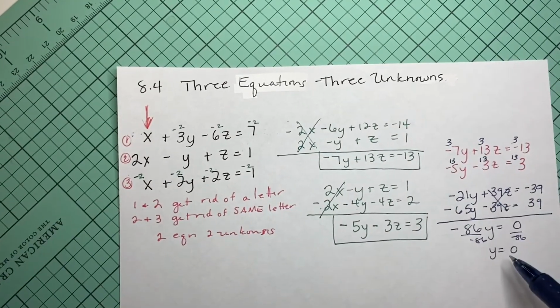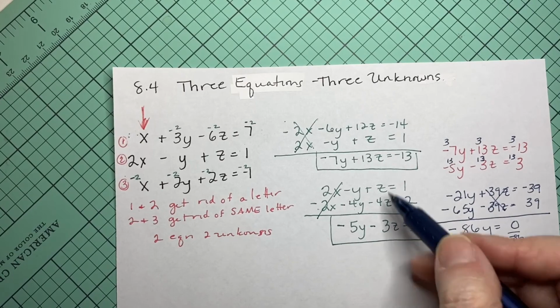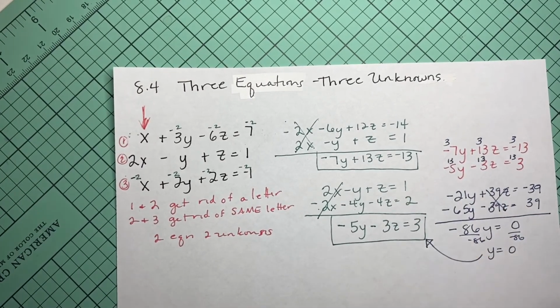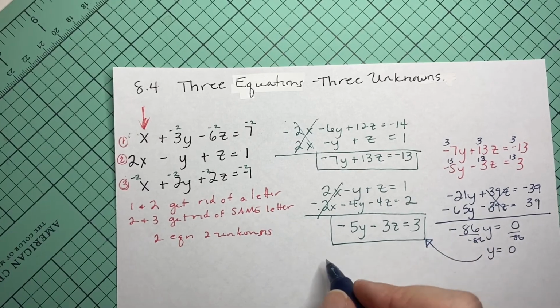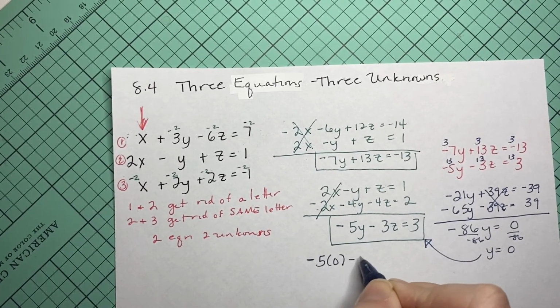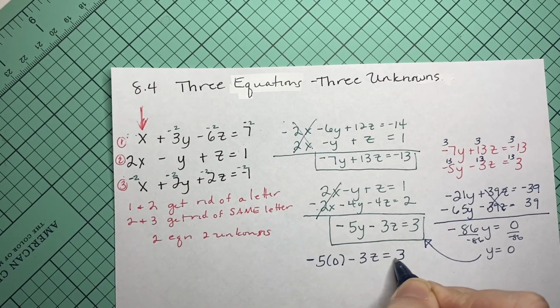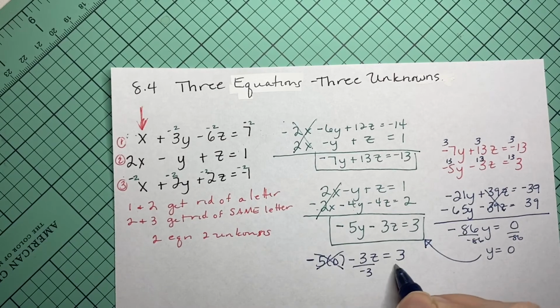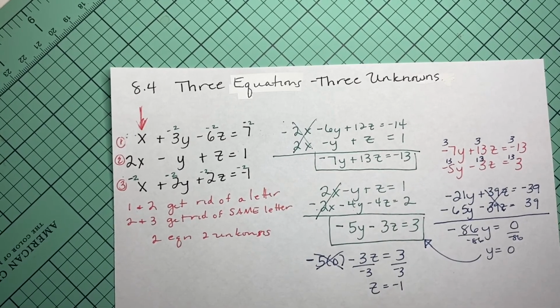So we have one answer, so we're going to go back to one of the 2's. It doesn't matter which one. I'm just going to plug it in this one just because it's there at the bottom. And we're going to plug in y equals 0. So we get a negative 5 times 0 minus 3z equals 3. 5 times 0 is just 0. So I just have a negative 3z equals 3. So divide by negative 3, z equals negative 1.